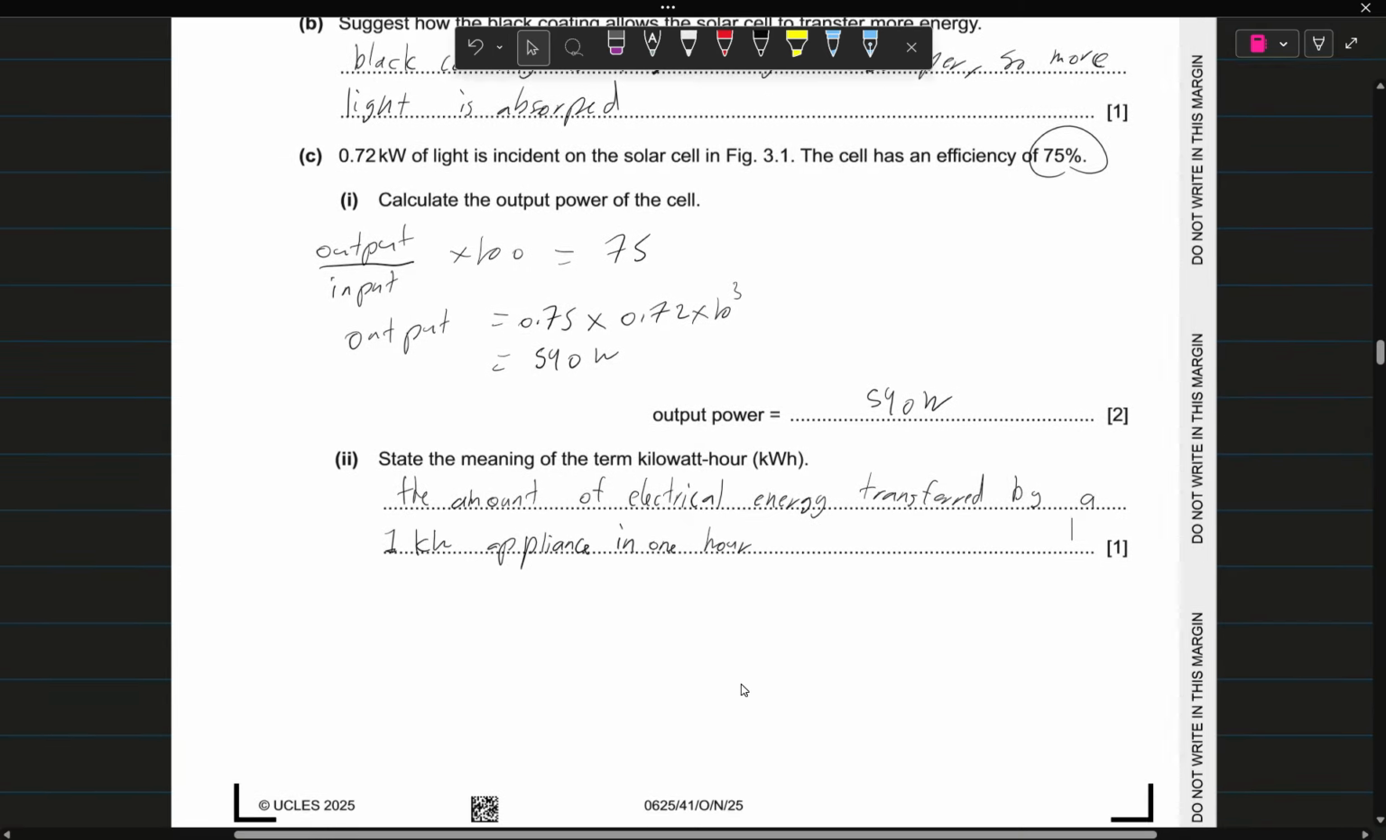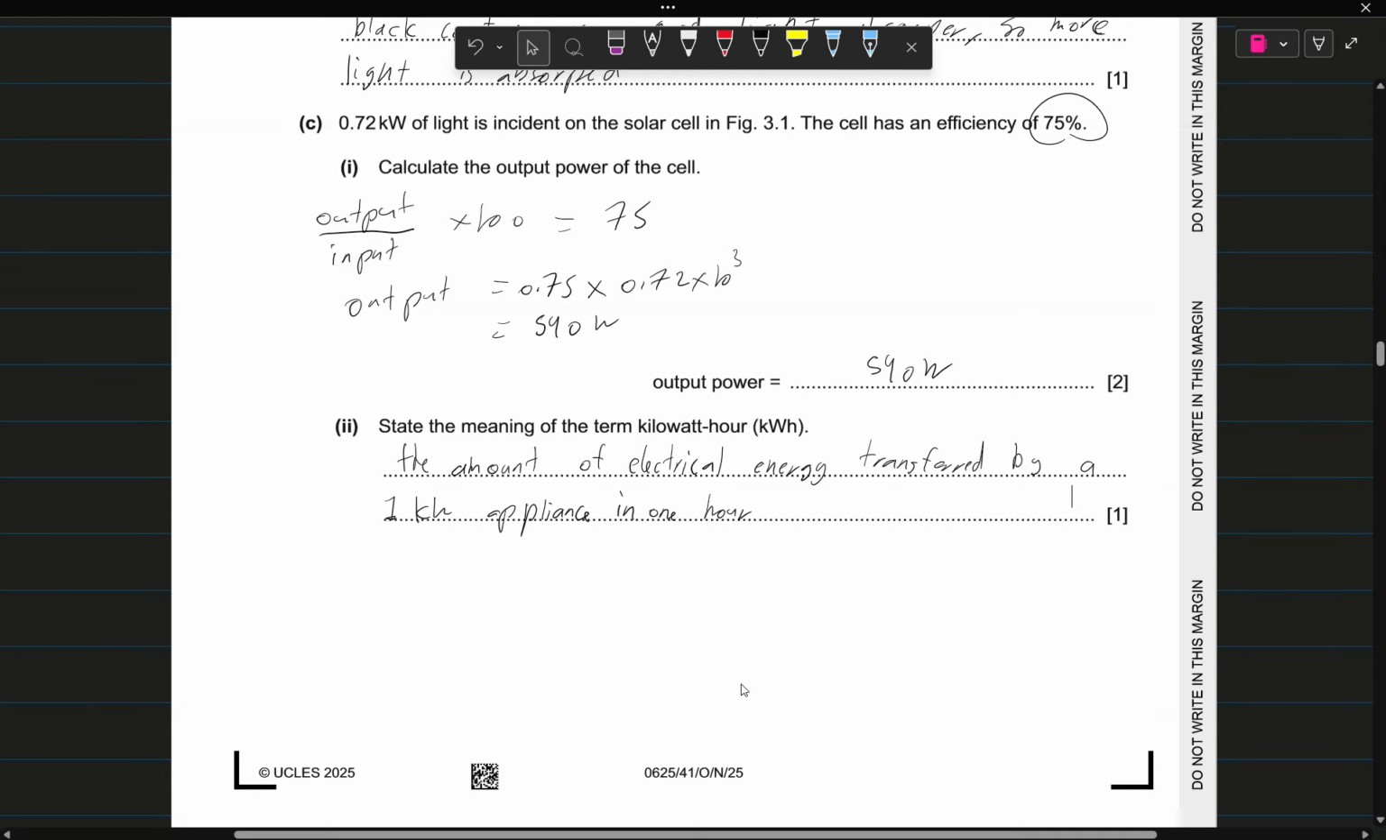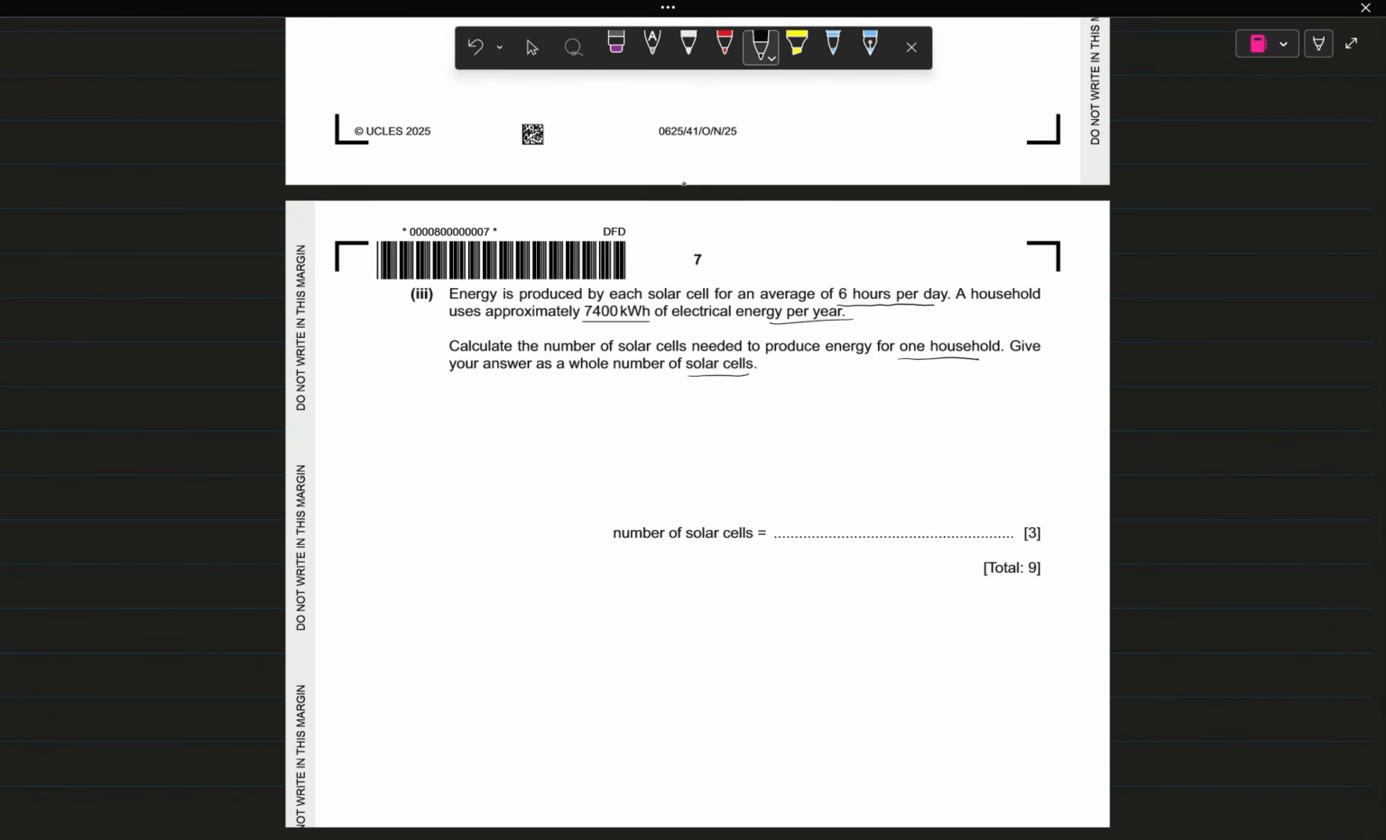Now it's been a while since I've seen this question, however, they still ask it, so make sure that you memorize this definition well. For part 3, energy is produced by each solar cell for an average of 6 hours per day. A household uses approximately 7,400 kilowatts of electrical energy per year. Calculate the number of solar cells needed to produce energy for one household. Give your answer as a whole number of solar cells.